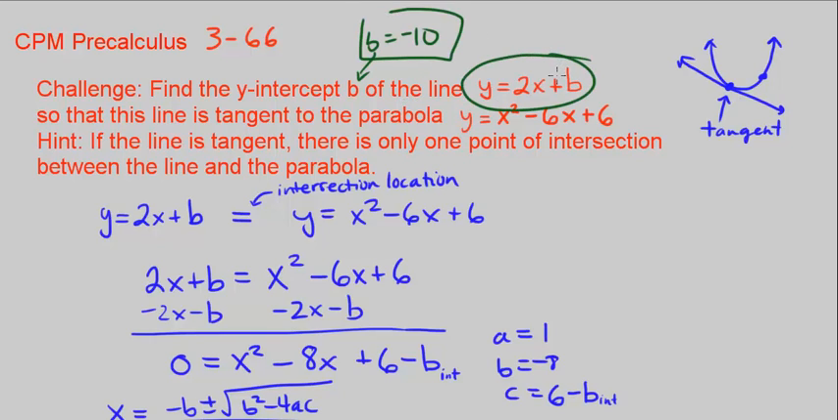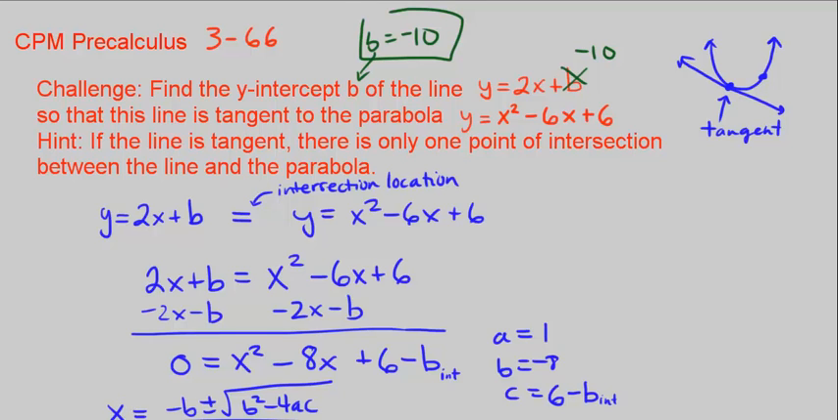Of the line y is equal to 2x plus b, right? So this is negative 10, so that this is tangent to the parabola here. So this is tangent to the parabola y is equal to x squared minus 6x plus 6.